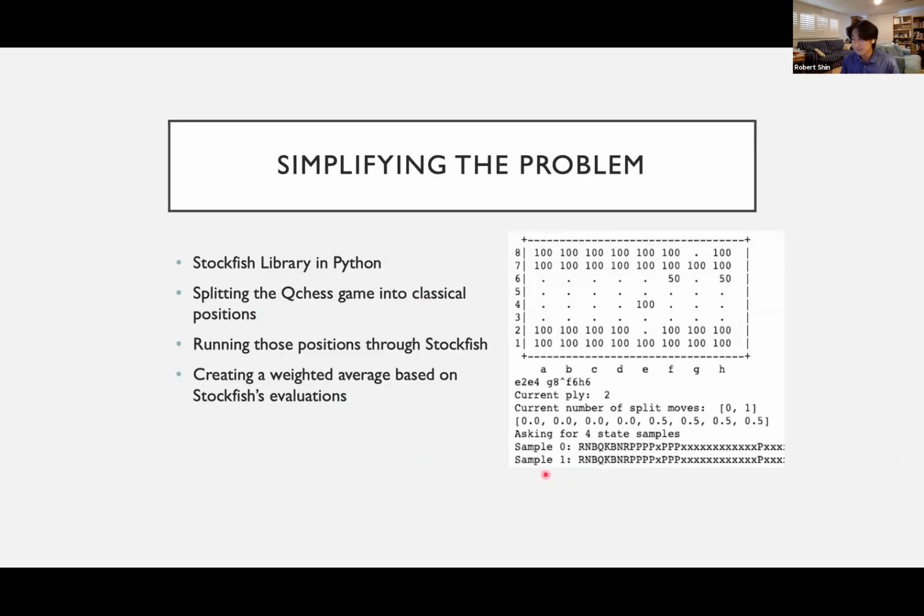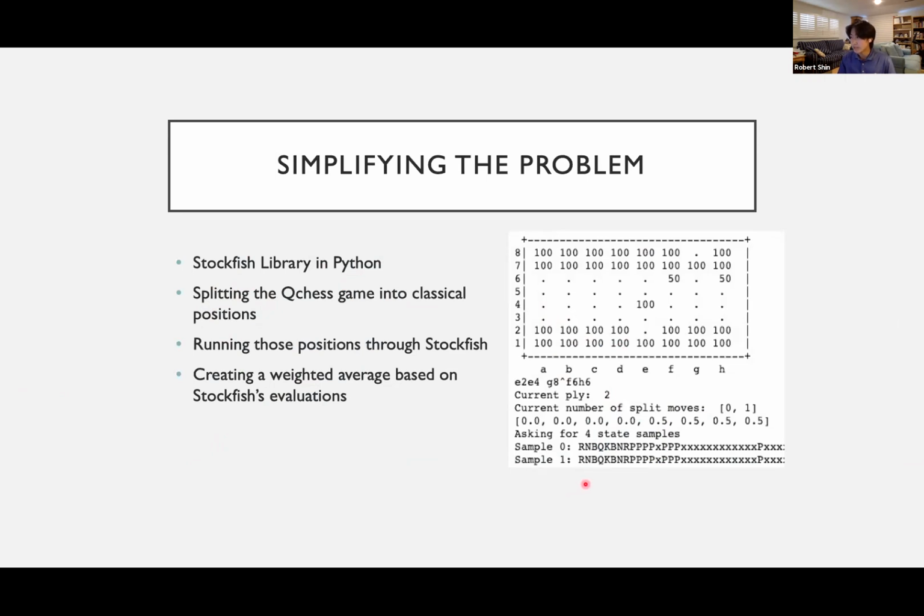And so what we did is use something called a library in Python, the Stockfish library. What that is in Python and other programming languages is that you can access code that was written by other people and borrow it and implement it into your own work. And so what we took is a program that is trained to look at regular chess positions, not quantum chess positions, and give an evaluation, and then use those evaluations and apply them to quantum chess.